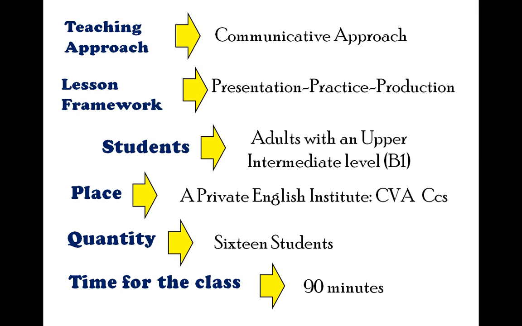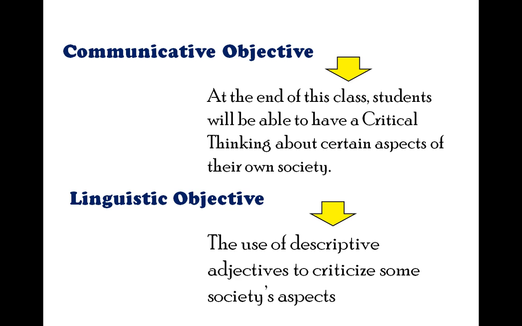Students: adults with an upper intermediate level. Place: a private English institute. Quantity: 16 students. Time for the lesson: 90 minutes. The communicative objective: at the end of this class, students will be able to have a critical thinking about certain aspects of their own society. The linguistic objective: the use of descriptive adjectives to criticize some society's aspect.